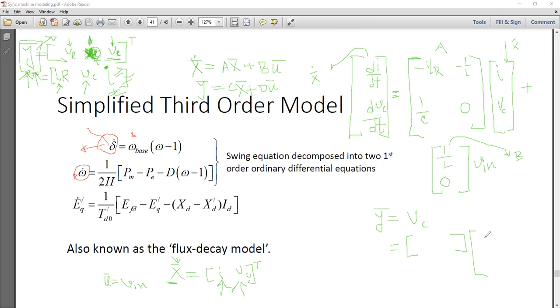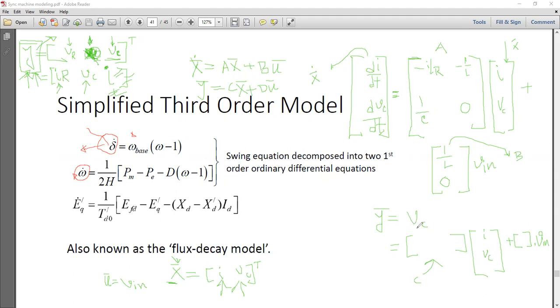First, let me write the state variable ones, vectors. So I and Vc is my X. So this should be my C plus some D multiplied by V in. Okay, now can you fill up the blank spaces?